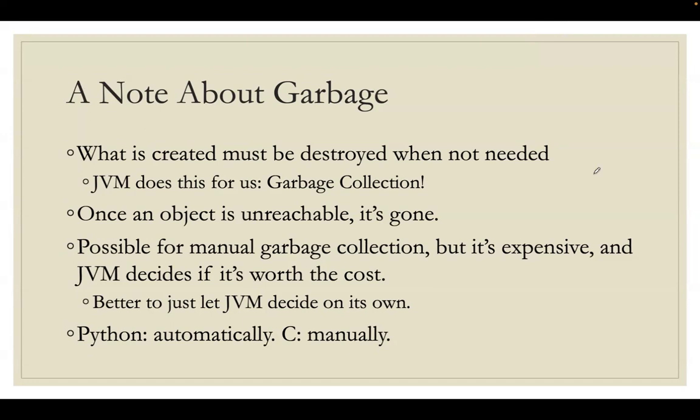So the thing to remember is once you've reached a point in your code where your object is unreachable, just assume that it's gone. If you wanted to do manual garbage collection, you can. The JVM may not always agree with it. You can say, do garbage collection right now, and the JVM is like, no, I don't want to. So I think it's best to just let the JVM decide, okay, now I'm going to do garbage collection.